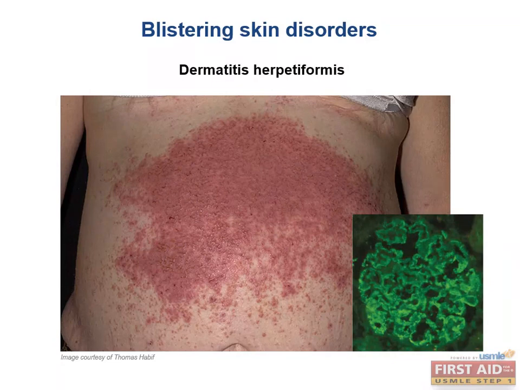What is this particular skin manifestation associated with? You should think of celiac disease, which in some cases may precede the appearance of GI symptoms. Do you remember what type of hypersensitivity reaction this represents? It's a type 3 hypersensitivity reaction, and it's due to the deposition of IgA immune complexes.